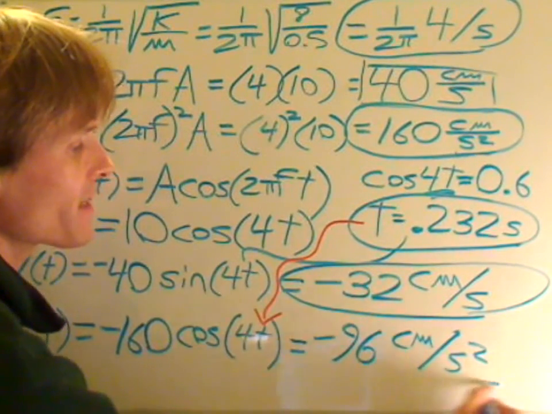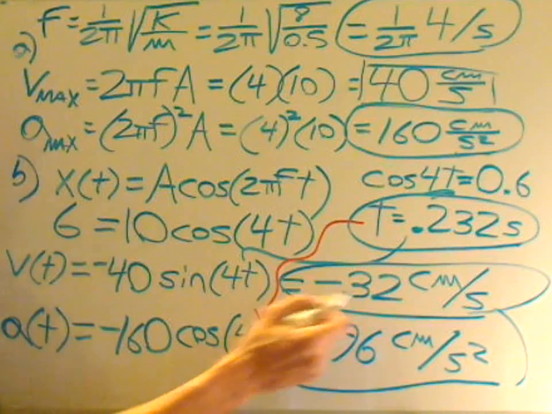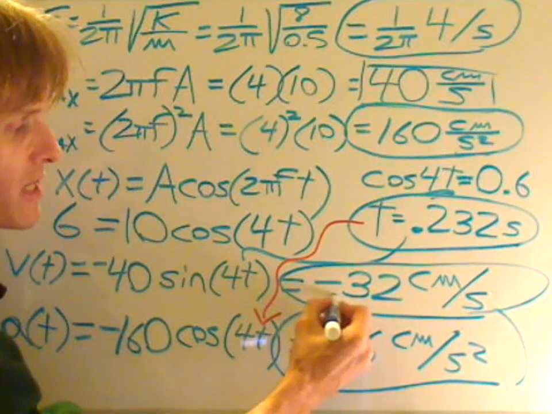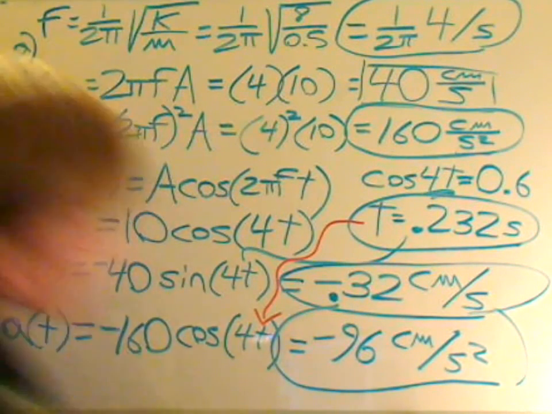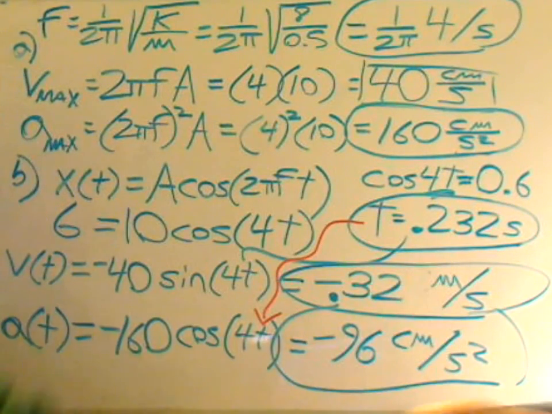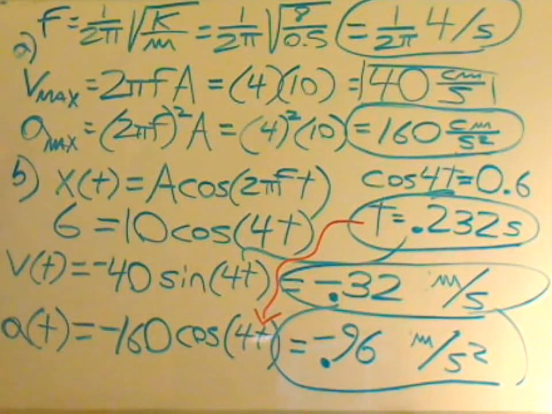Now these might seem like big numbers, but they're not, because remember they're in centimeters here. If you're interested in the meters per second answer, this would be negative 0.32 in units of meters per second, and this would be negative 0.96 in meters per second squared.